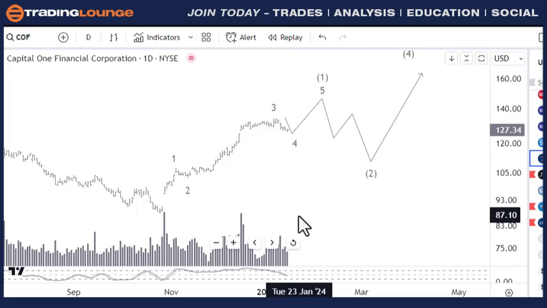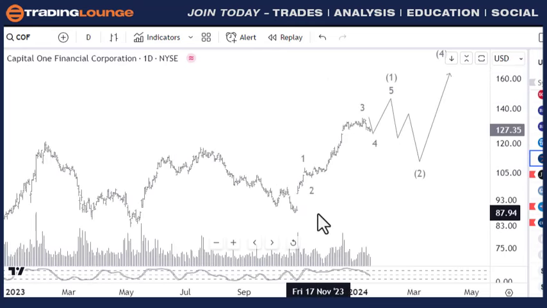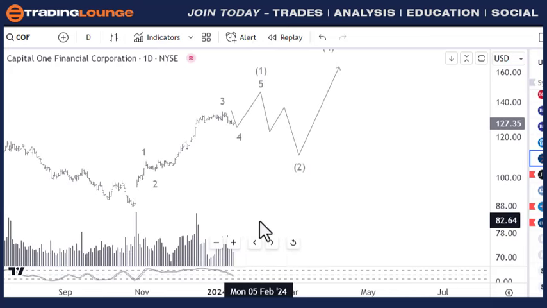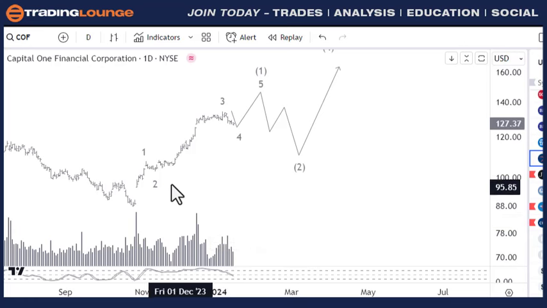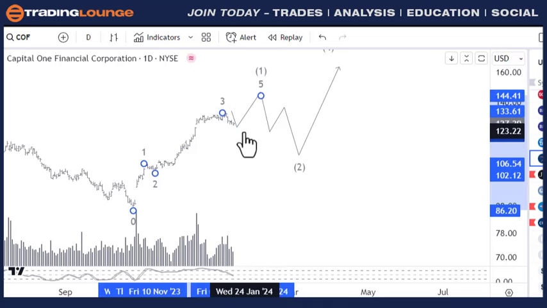I'm looking at Cap 1 here as a bank. All the other banks have got the same sort of pattern to the upside, but this is the easiest one to identify in terms of Elliott wave. So it just makes it a little bit simple because the wave 3 is so beautiful here. So the wave 4 is in play.